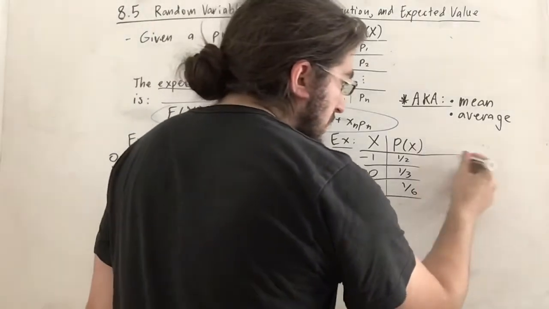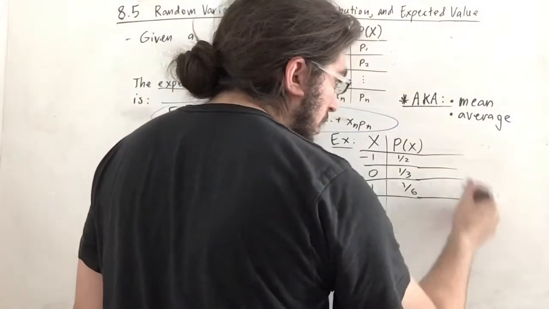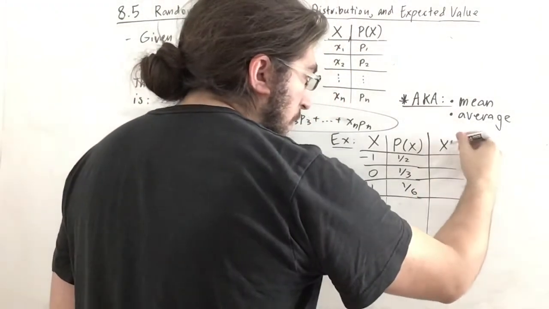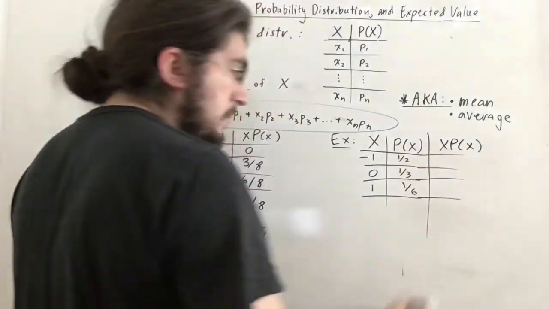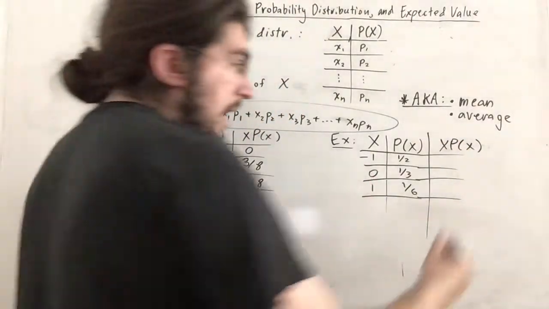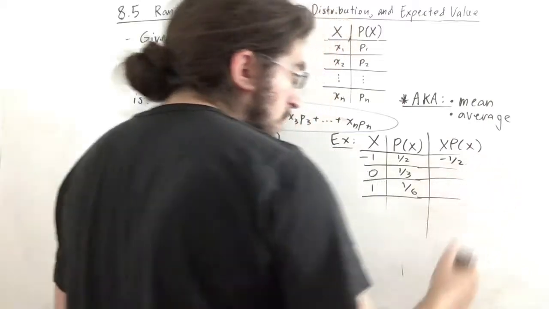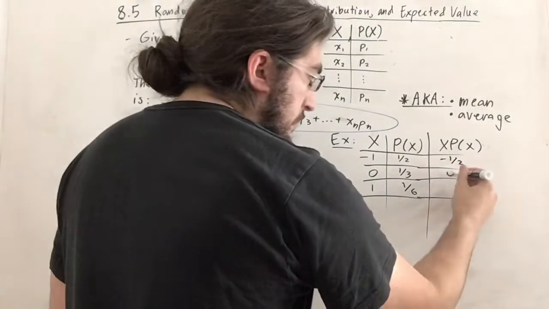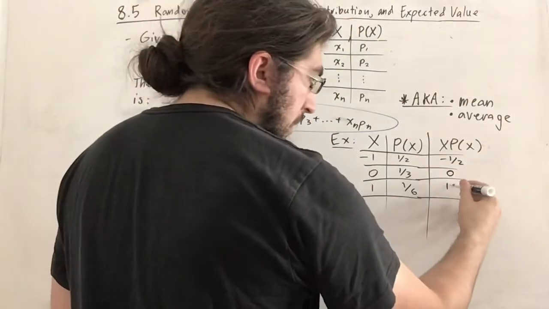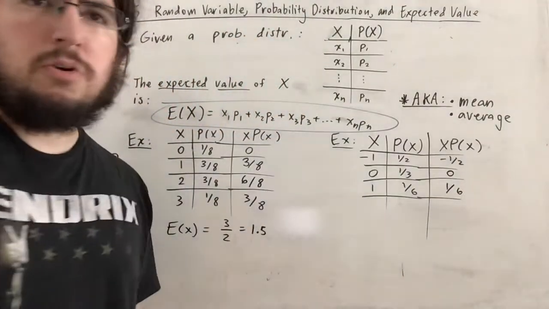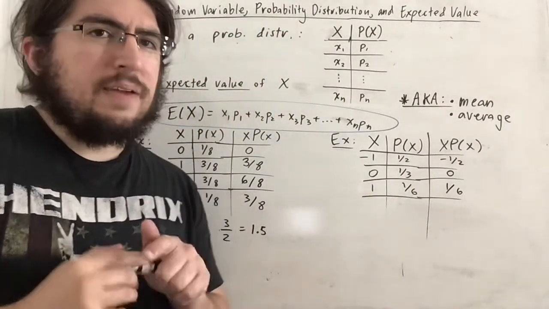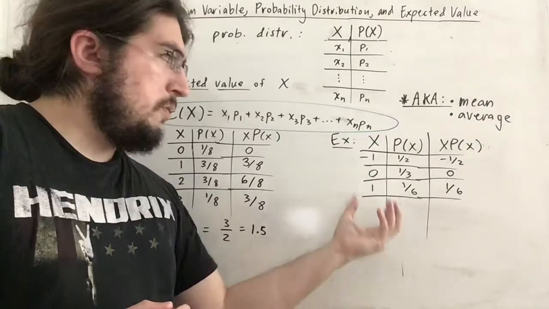So now onto this example, all we need to do is create a third column here that's going to represent the product of the 2 previous columns. -1 times 1/2 is -1/2. 0 times 1/3 is 0. 1 times 1/6 is 1/6. Also, I'm not giving you any context as far as what this distribution represents.